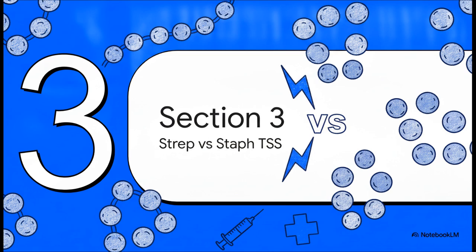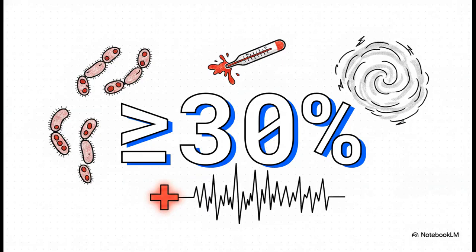Moving into our final stretch, Section 3, Strep versus Staph toxic shock. We are going to pit two incredibly dangerous, very similar sounding syndromes against each other, so you literally never mix them up on the wards. I really want this number etched right into your memory. 30% or greater. That is the alarming mortality rate for streptococcal toxic shock syndrome. This is a medical emergency of the absolute highest order.